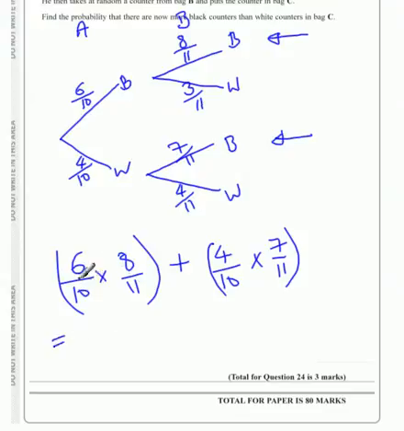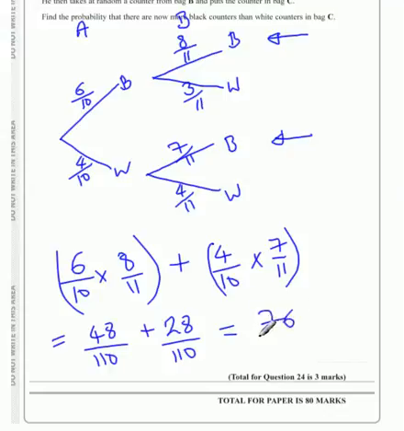So working this through, we can multiply the tops of the fractions. So 6 times 8 is 48. 10 times 11 is 110. And then this side we're going to get 28 out of 110. Then adding these together, that is going to give us 76 over 110. We can simplify that down as well to get 38 over 55. Either answer is fine though for our probability.